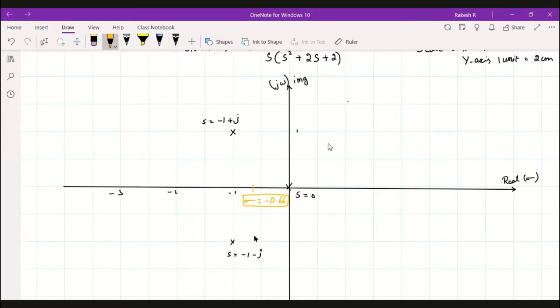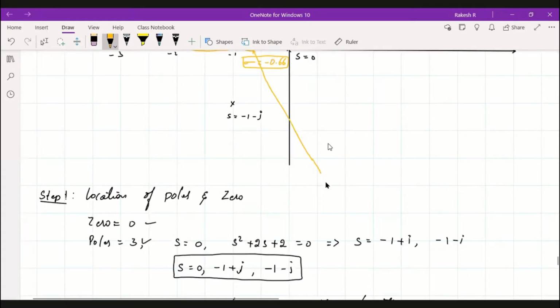Right. Now, what is the next step? We need to draw the asymptote angle here. Asymptote angles, we got are 60, 180 and 300 degrees. So I'll directly write that one. 60 degrees is this one, 180 is this angle, and this is 300 degrees.